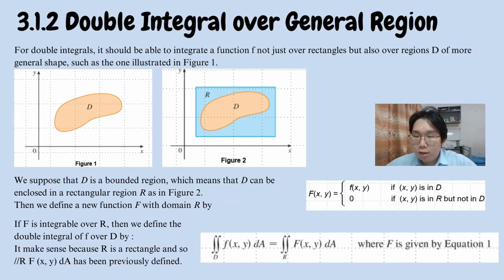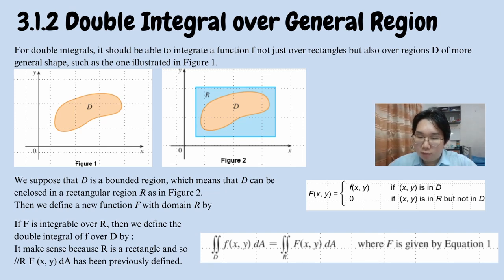Okay, now let us come to double integrals over general regions. For double integrals over general regions, we should be able to integrate a function f not just over a rectangle but also over a region D of more general shape, such as the one illustrated in figure 1. In this subtopic, we assume that D is a bounded region, which means that D can be enclosed in a rectangular region R as in figure 2.